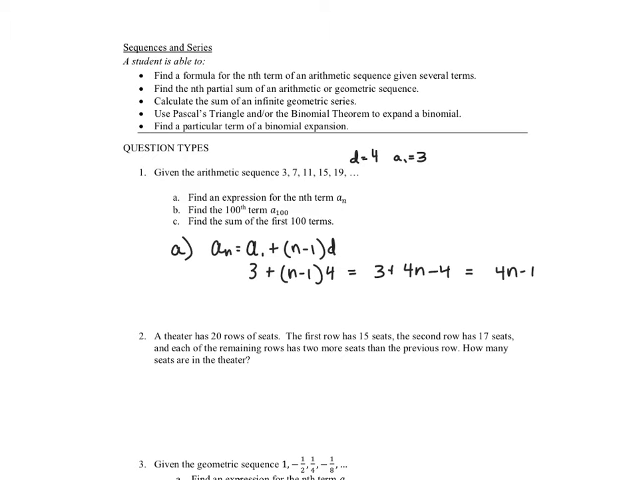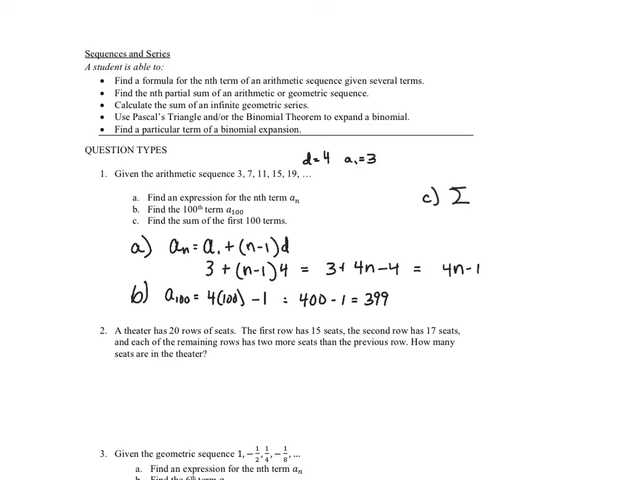Now, part B, find the 100th term. Now that we have the nth term, we could say the 100th term is just 4 times 100 minus 1, which is 400 minus 1, which is 399.